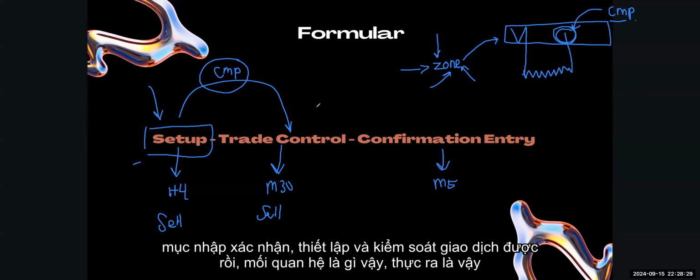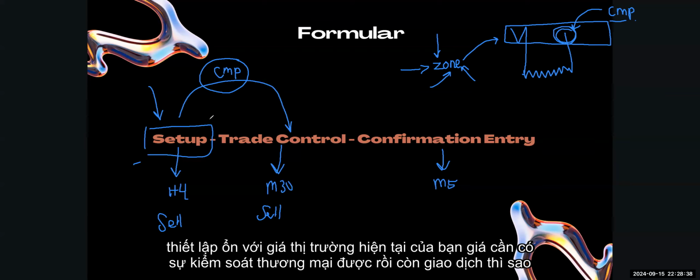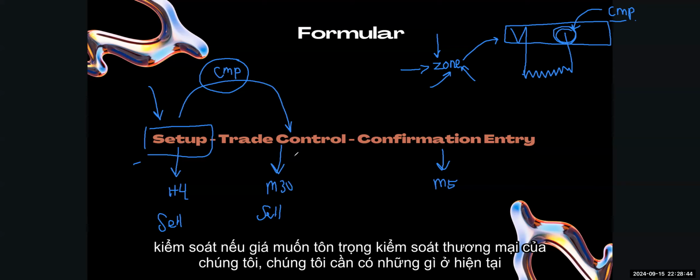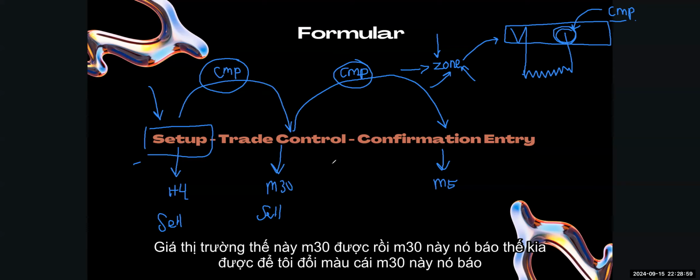All right. So actually, since I said just now, if we want to make sure the price is going to respect your setup at your current market price, the price needs to have trade control. What about trade control? If the price wants to respect our trade control, what do we need to have at the current market price? Yes, nothing more, which is the confirmation entry at the current market price.